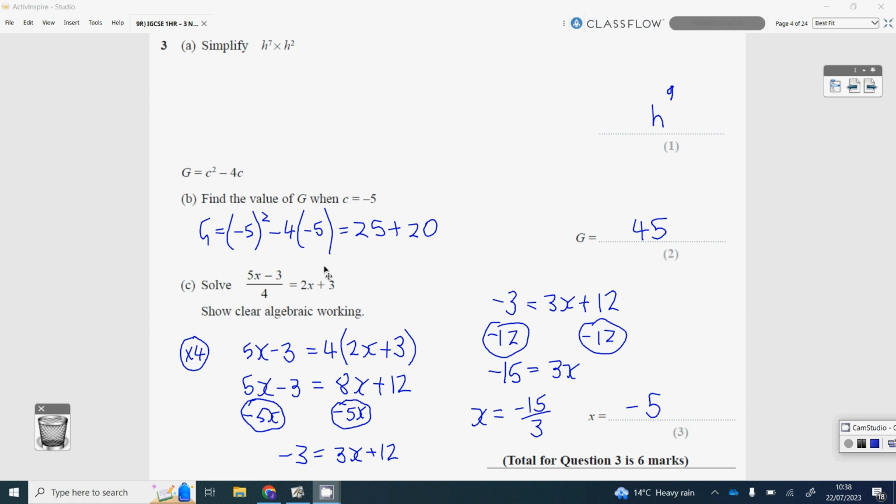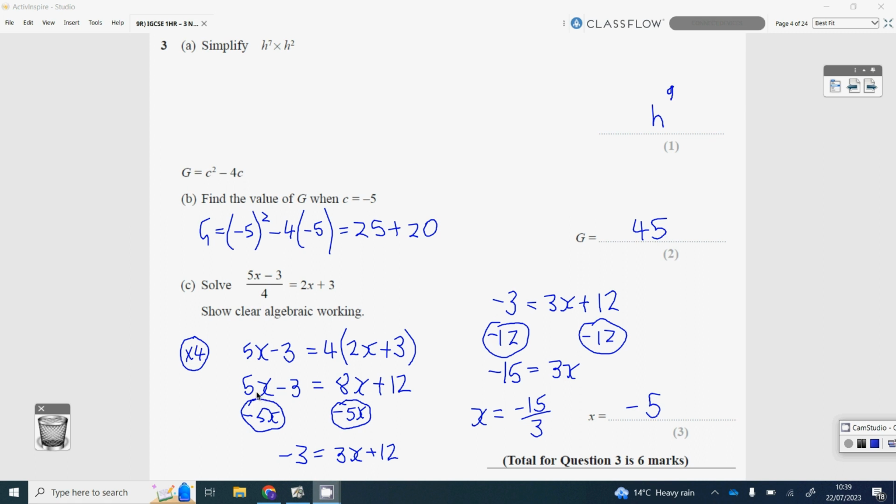Now with part C, step 1, you want to undo this fraction. How do you undo a dividing by 4? You're going to multiply both sides by 4. So multiplying the left-hand side by 4, we get 5x minus 3. And multiplying the right-hand side by 4, 4 lots of 2x is 8x. 4 lots of 3 is 12.